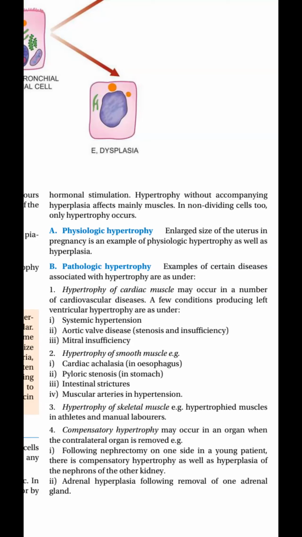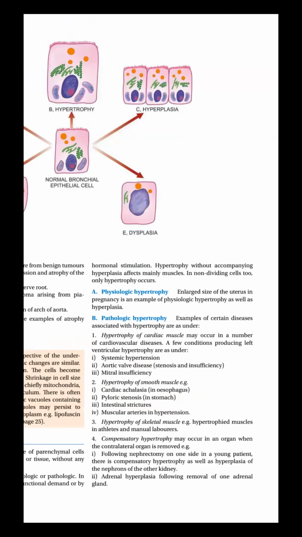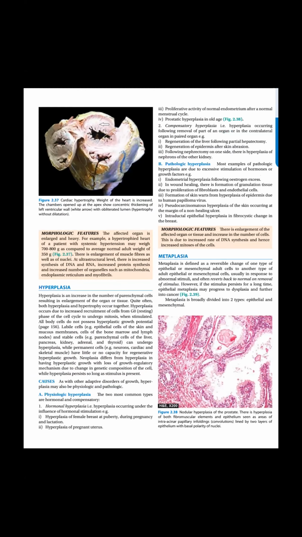The other is compensatory hypertrophy. This may occur in an organ when the contralateral organ is removed. Imagine sometimes part of the pancreas is removed and the remainder works too much. Sometimes they do not remove the whole organ. Sometimes they remove the spleen, and the stress comes on the kidney. Examples are nephrectomy on one side in a young patient, or removal of an adrenal gland in a young patient.